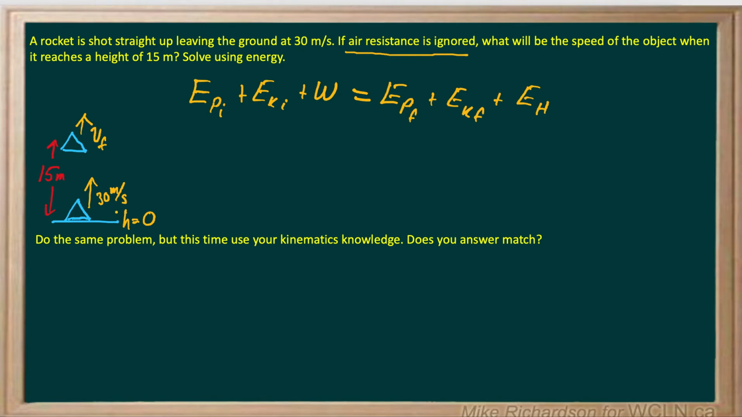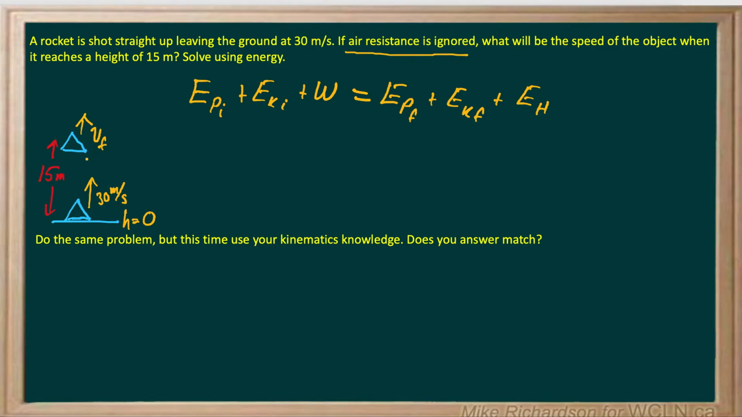Here we've got a rocket being launched into the air with an initial speed of 30 meters per second. So we're assuming it starts at the ground, so I've labeled the ground level as a height of 0. And my rocket I've just drawn as this little triangle. And then it flies into the air under free fall.